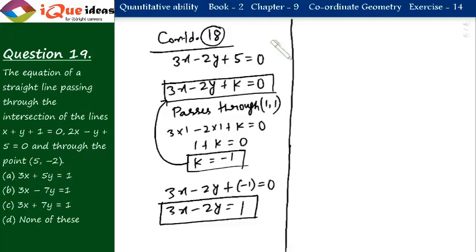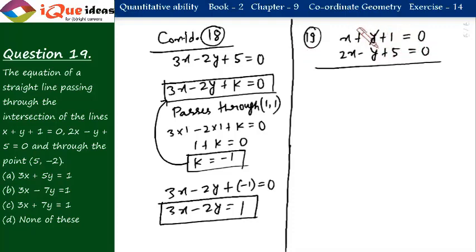Now let's take up question number 19. It says the equation of the line passing through the point of intersection of lines x plus y plus 1 equal to 0 and 2x minus y plus 5 equal to 0 and through the point 5, minus 2. I think the simplest way would be to solve the first two equations, that is x plus y plus 1 equal to 0 and 2x minus y plus 5 equal to 0. If you simply add, y gets cancelled and we get x plus 2x, that is 3x, plus 5 plus 1, that is 6 equal to 0.